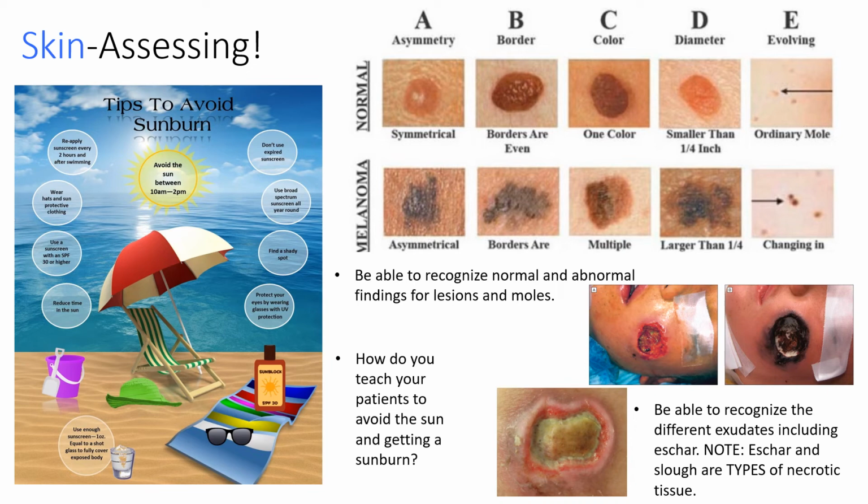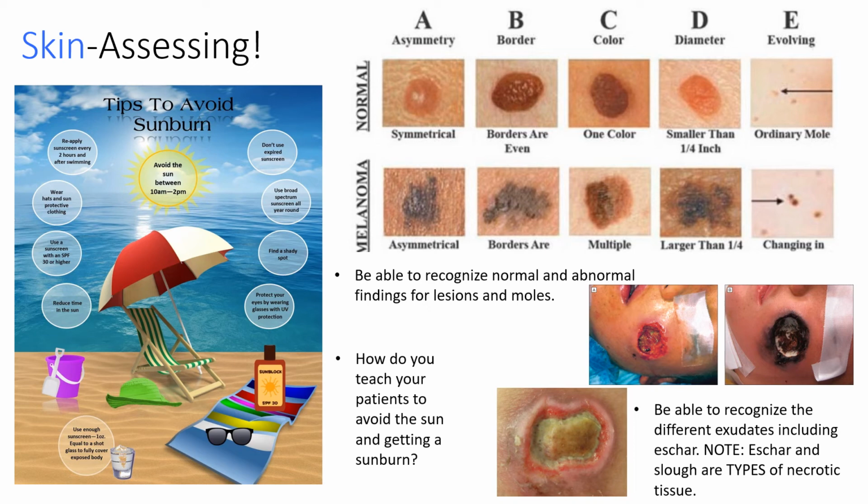Just saying. Okay? If you come over here to the right-hand corner, you want to be able to recognize the different exudates, including eschar. So you need to make sure you understand that eschar and slough are types of necrotic tissue. Is this okay? The answer is yes. Eschar is leathery, it's black, it's hard, but it's considered nature's Band-Aid. This is a good thing. Eschar is okay. Eventually, we keep it there, we put some betadine on it, and then it falls off, and hopefully we have new skin underneath.